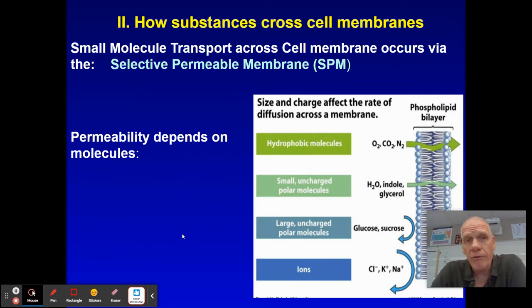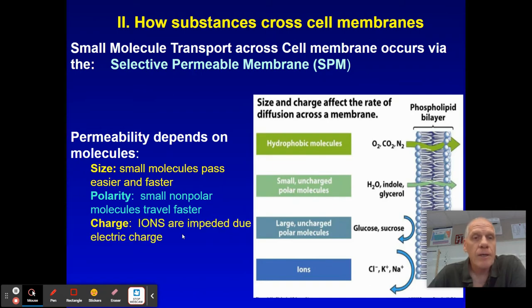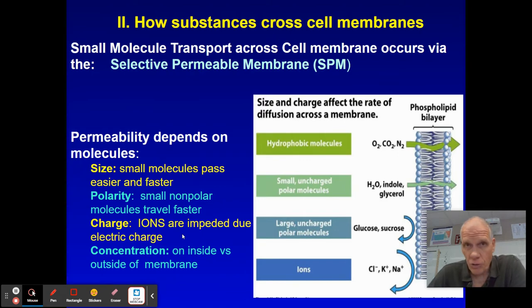So the permeability of the membrane depends on the molecules and depends upon certain properties of those molecules. Number one, size. Small molecules pass easier and faster than do large molecules. Polarity. Small nonpolar molecules travel faster. Charge. Ions, anything with a positive or negative charge, will not cross that cell membrane. And finally, the concentration gradient.